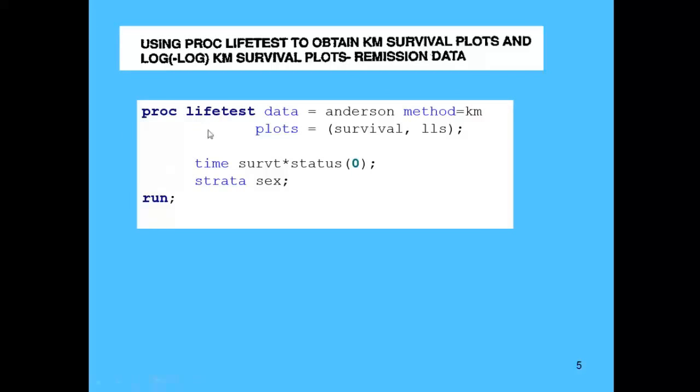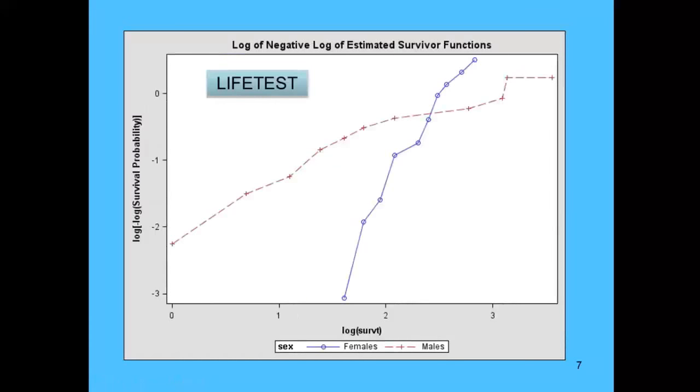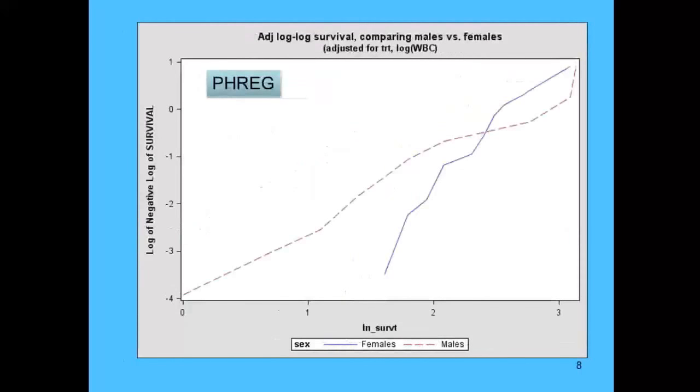Now, this is Proc Lifetest. This is just the code that we'd use, and we already showed you that picture of the fact that the log-log survivor curves for the two sexes intersected. So we already saw that, and this is what we got. They intersected for the two sexes, so the sex variable doesn't satisfy the assumption. These are the survival curves, these are the log-log curves. Don't put the sex variable in the model. And if you adjust for the two variables that look like they satisfied it, you still don't have a good thing for the sex variable, so it still shouldn't be put in the model.